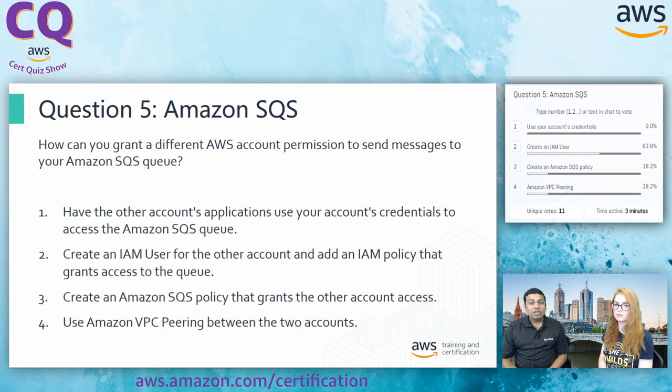Option 3 states create an Amazon SQS policy that grants the other account access. Now remember what we said, there's a third way of doing things. It's called a resource-based policy. A resource-based policy is a policy that's specific to the resource, here Amazon SQS in question. The big advantage is you can define permission for users and services not only in the same account, but for somebody else from another account. And that is why option 3 is a better choice.